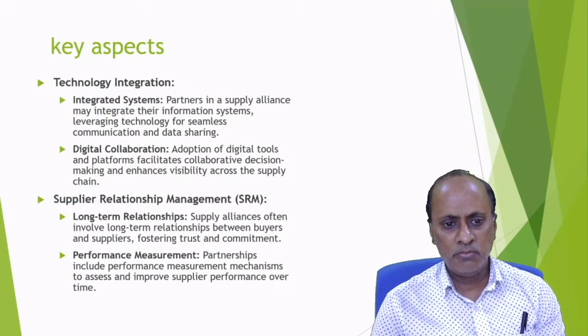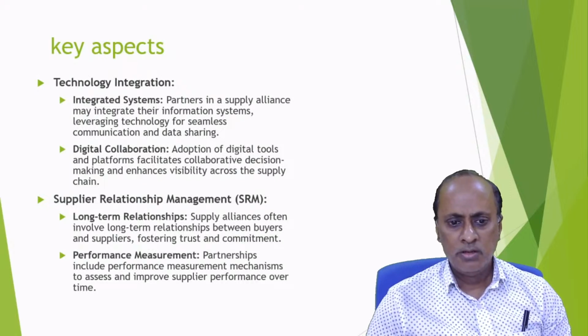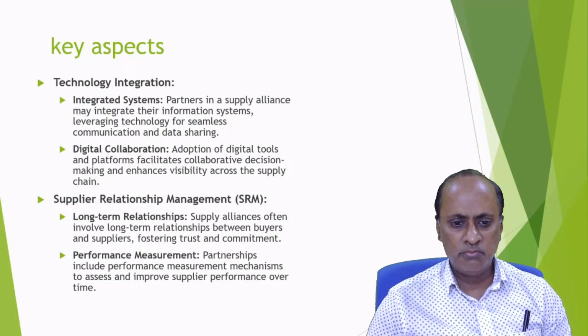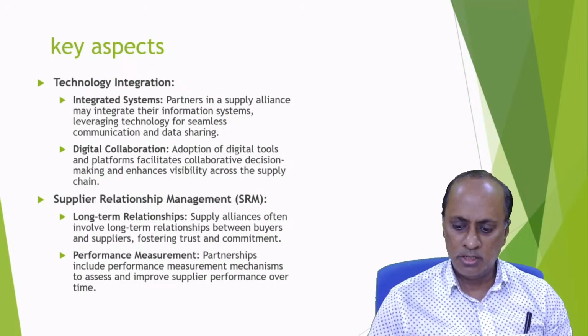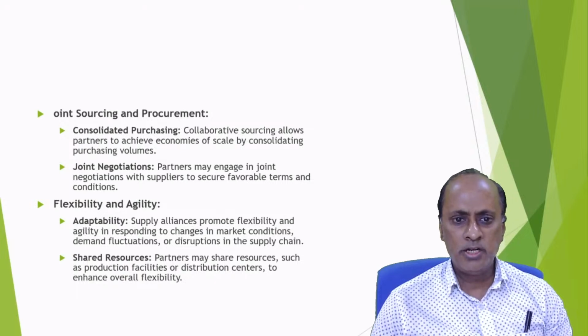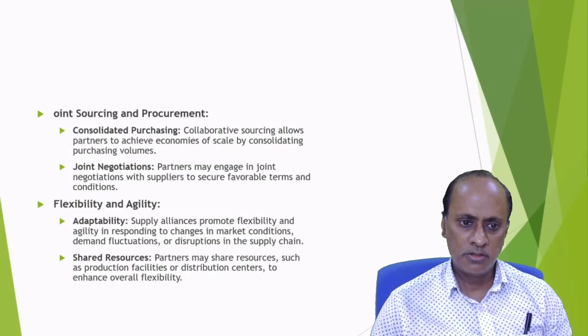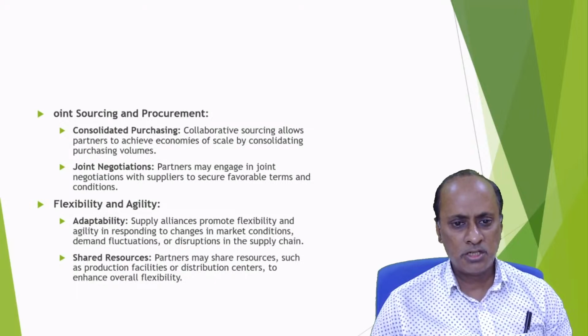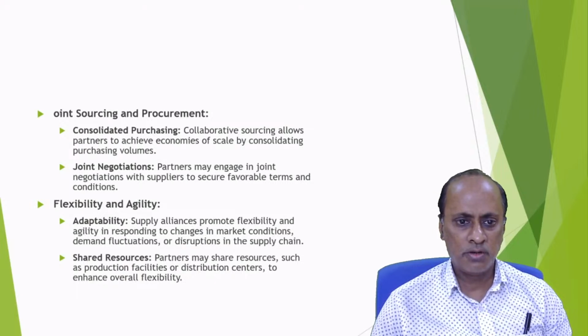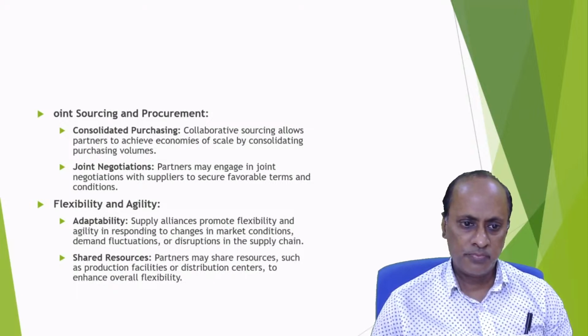Then supplier relationship management. Supply alliances often involve long-term relations between buyers and suppliers, fostering trust and commitment. Partnerships include performance measurement mechanisms to assess and improve supplier performance over time. Joint sourcing and procurement: collaborative sourcing allows partners to achieve economies of scale by consolidating purchasing volumes. Joint negotiation: partners may engage in joint negotiation with suppliers to secure favorable terms and conditions.